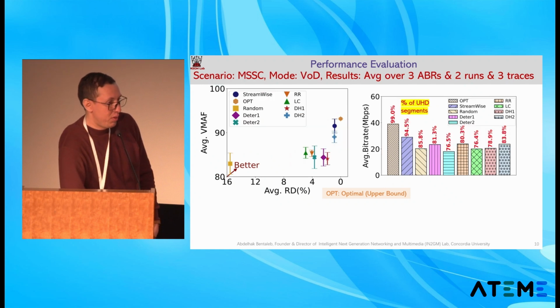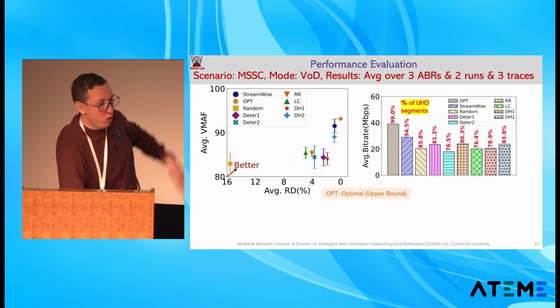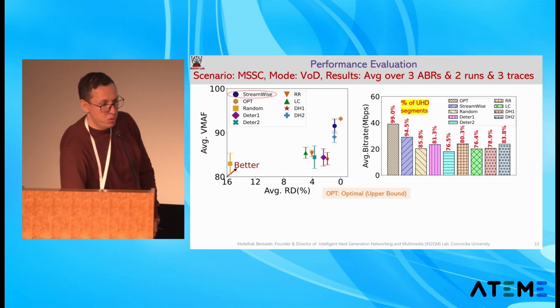Okay, the second one is the same, but for video on demand. We achieve similar results, where Streamwise is always the best, as you can see, in terms of VMAF, rebuffering, as well as the bitrates.